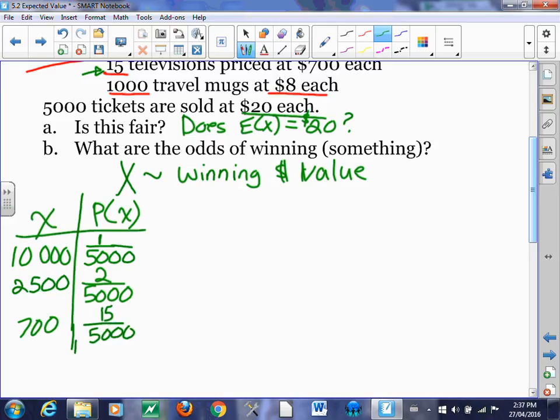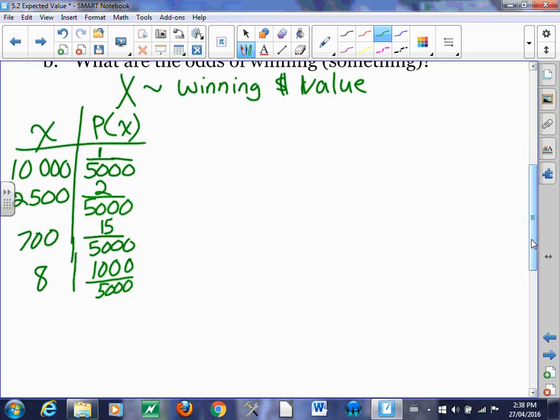Okay. Next prize, we have those travel mugs. $8 for the travel mugs, and there's 1,000 of them divided by 5,000. Okay. And don't forget, folks, the one we got to worry about is, hey, no winnings. Okay? So how do we figure out the number of ways to lose? We might need to do that on some rough work over here.